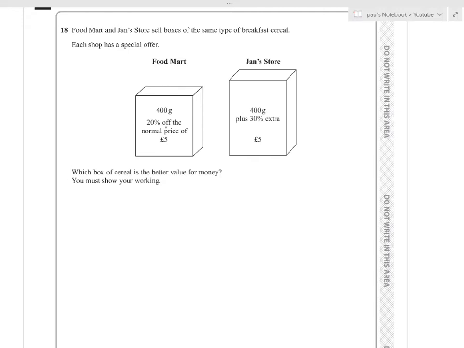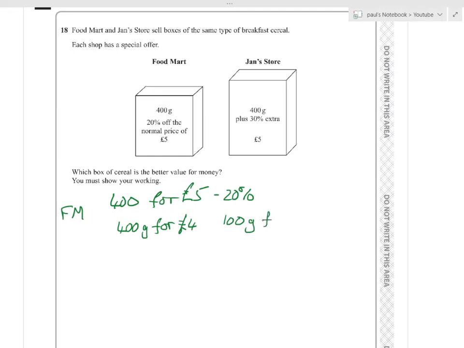So, 20% off the normal price. So you get 400 grams for £5 minus 20%. So £5, 20% of £5 is £1. Yeah, so you get 400 grams for £4. Though this is Food Mart, so that means 100 grams for £1.